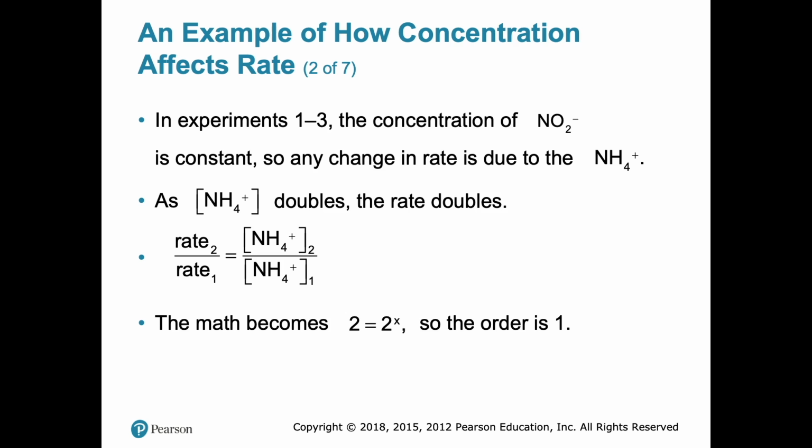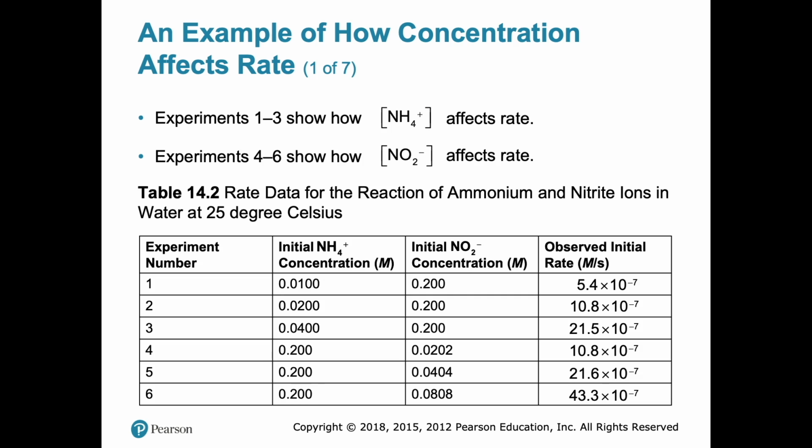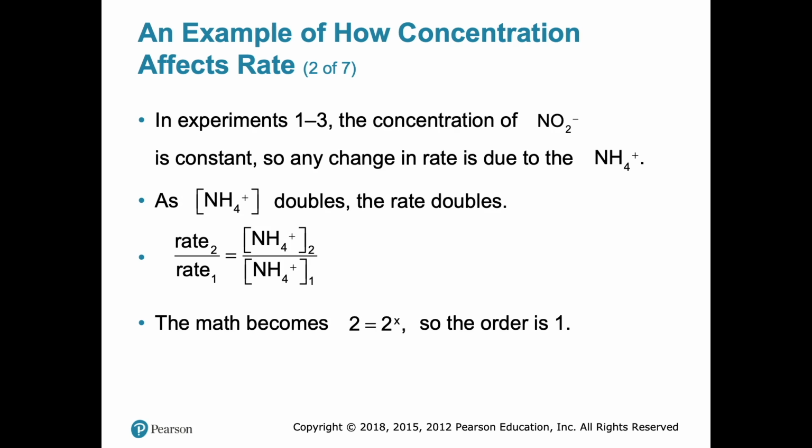And when you take those numbers from reaction 1 and 2 and plug them in, what you get is 2 equals 2. The concentration, this number here, is 2, and then for the rates, it's also 2. So 2 equals 2, and so what that means is that the order is 1. The reaction order is 1, okay?